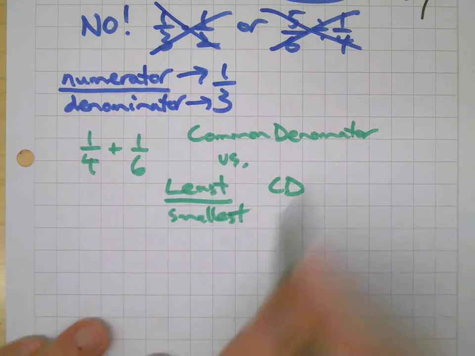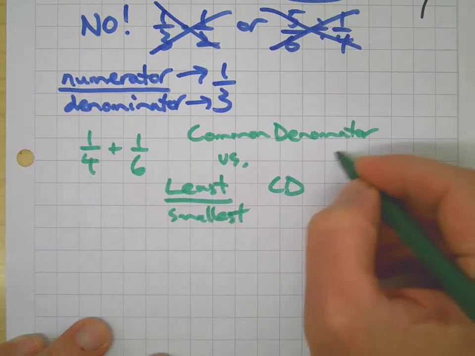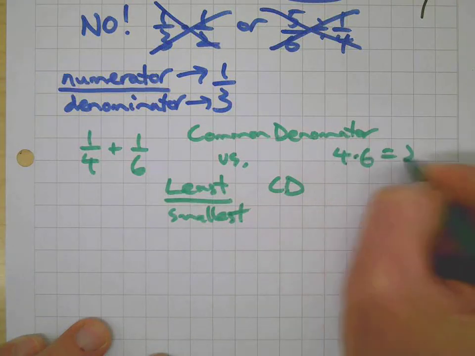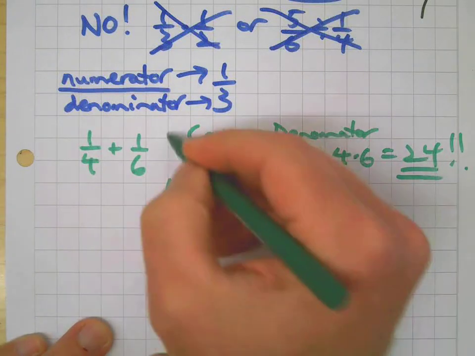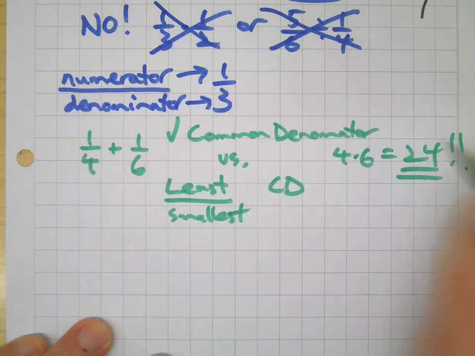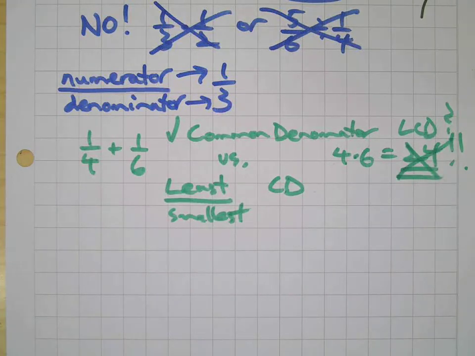Awesome. Anyway, common denominator. Here's what a lot of people do on a problem like this. They'll go, oh, 4 times 6 is 24. Yay! Now that is a common denominator, but it is not the least common denominator. We need to find the smallest common denominator.